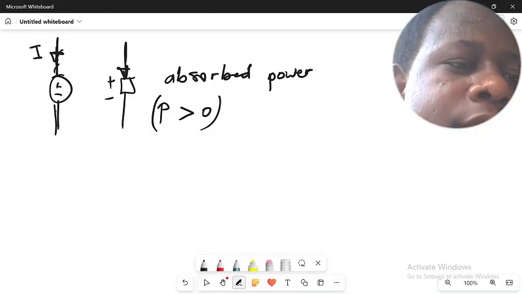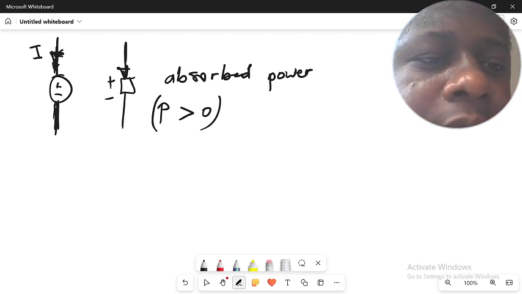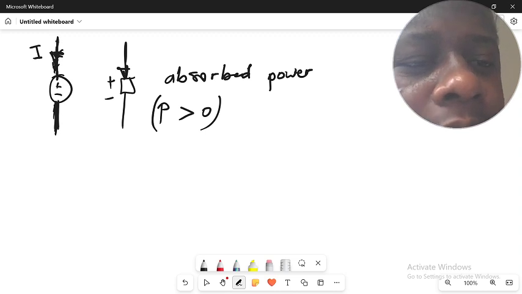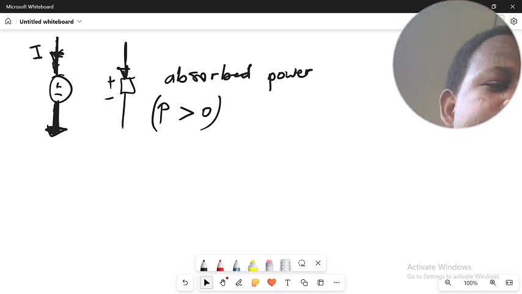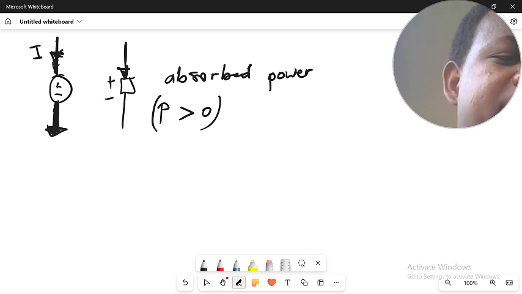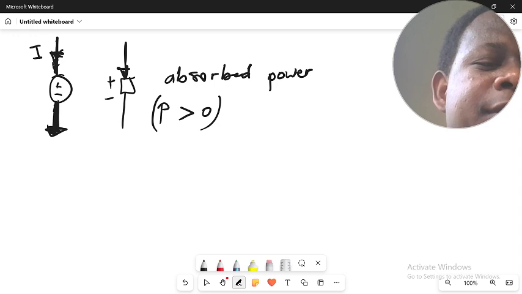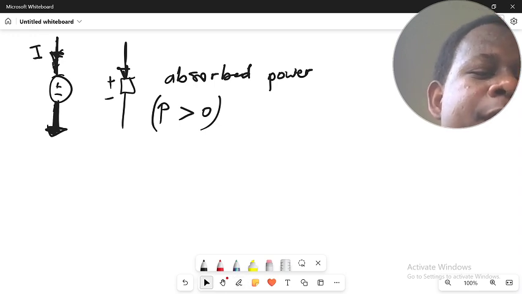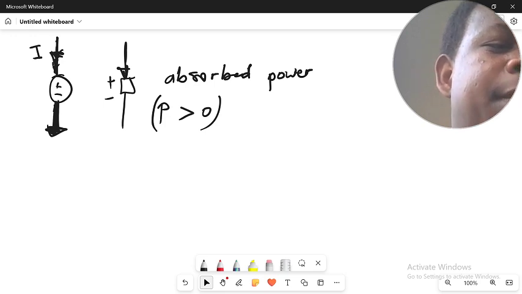In the same analogy, the current is entering the positive terminal. We can also say, if the current is entering the positive terminal, we can also say that the current is leaving the negative terminal. You can choose one. You can keep: if the current is entering the positive terminal, it means that it is absorbing power. And if the current is leaving the negative terminal, it means that it is supplying power.